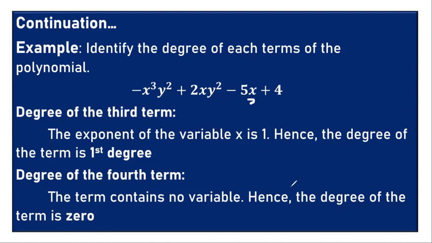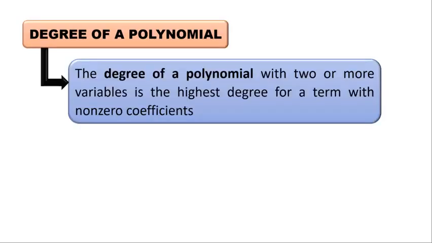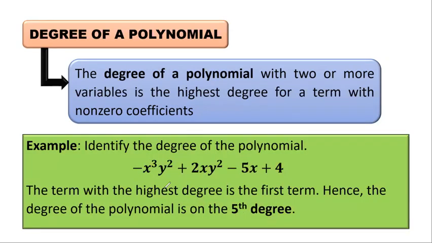And now, if you have identified the degree of each term, we can identify the degree of a polynomial. The degree of a polynomial with 2 or more variables is the highest degree of a term with a non-zero coefficient. So for the example we had earlier, negative x cubed y squared plus 2xy squared minus 5x plus 4, the degree of this polynomial is 5th degree.